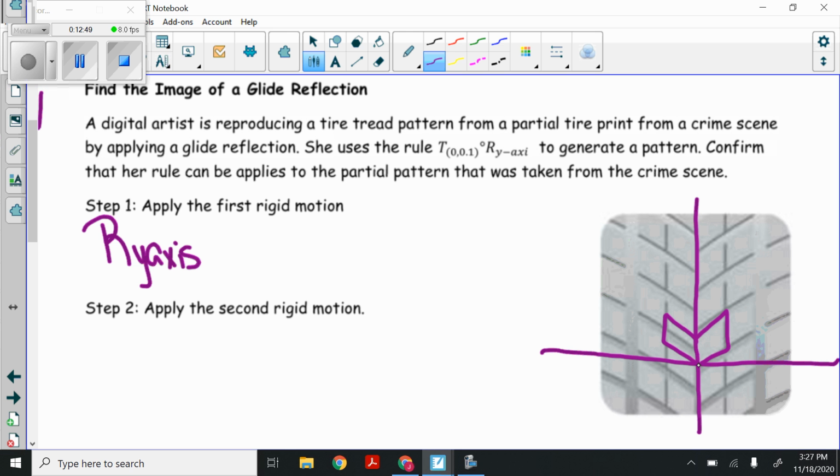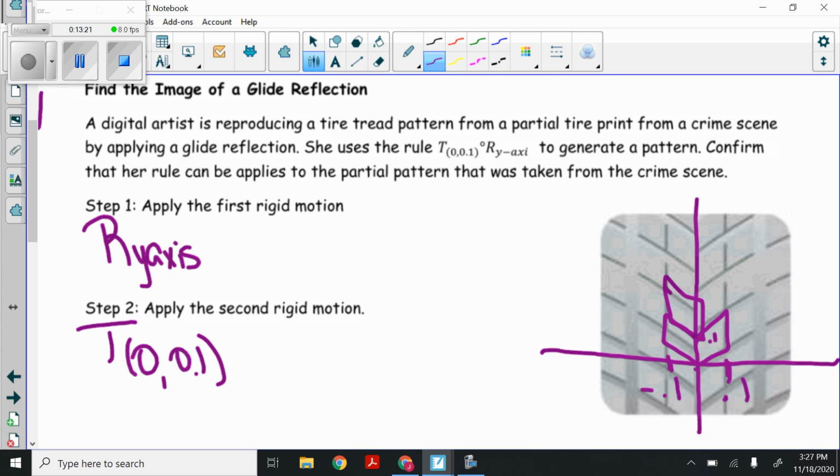Step number 2, apply the second rigid motion. So this is translate that now (0, 0.1). So let's say that this is 0.1. This would be -0.1. This is also 0.1. Right? So we're just going to go ahead and add those on there. So I'm going to take all of this and I'm going to move it up 1 unit. So this now becomes here. So there's my new translation.